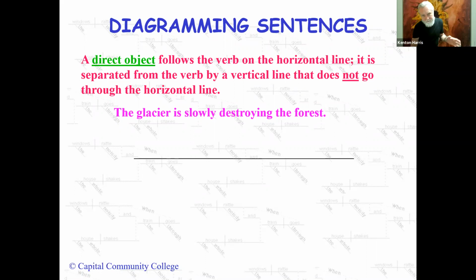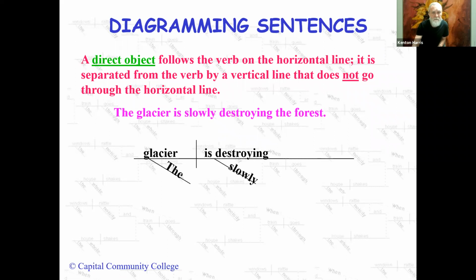Horizontal line, he's going to do things slightly differently. But there's our first 4 steps. Horizontal line, vertical line, subject on the left, verb on the right. But now we have words left over. The is left over, and forest is left over, and the other the is left over. So we have to find places for all of those words. Hopefully you saw the is modifying glacier. Hopefully you saw that slowly is modifying destroying, is destroying.